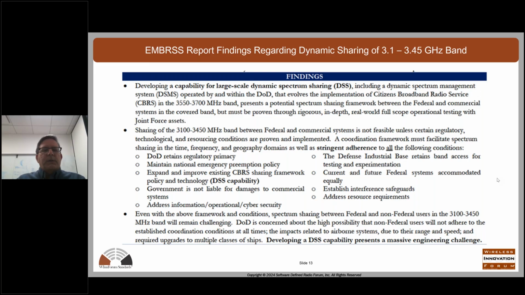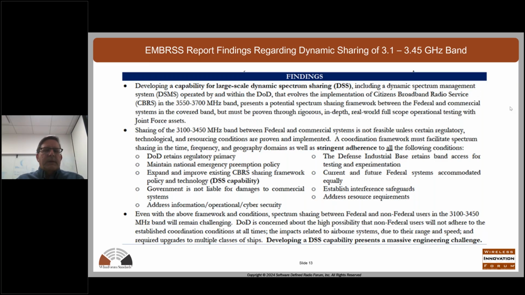Then what they said was, based upon how we're doing CBRS sharing, which is working for CBRS, it would have to be expanded and improved upon to accommodate all of the different DoD systems that operate in the 3.1 to 3.45. In the CBRS band, when it comes down to it, there's really one principal DoD system we're coexisting with, and some ground-based systems and things here and there. In the lower 3 gigahertz, there's a much greater number of systems that we'd have to coexist with.